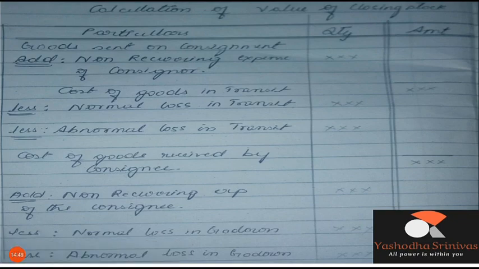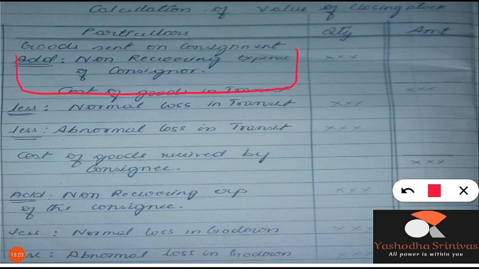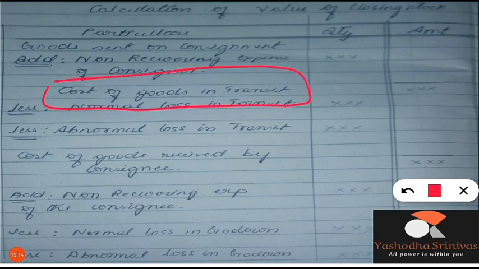Then you are going to learn about goods sent on consignment. Please mention the quantity as well as the amount in this column. Next, you should add the non-recurring expenses of the consignor, whatever one-time expenses the consignor, the first seller, has borne. Okay. Next, you will get something called cost of goods in transit. What is the total cost of goods which is borne in transit? Transit means transportation of goods from consignor to consignee. What is the cost which is involved? Okay, so you will get that.